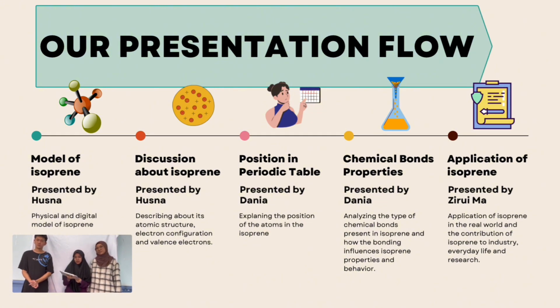I'll be presenting the part module of isoprene, which consists of a physical and digital module. For the discussion about isoprene, I'll be describing its atomic structure, electron configuration, and valence electrons. For the next part, I will present the position of atoms in isoprene in the periodic table. And for the next part, I will explain the chemical bonds and properties in isoprene. I will analyze the type of chemical bonds present in isoprene and how the bonding influences isoprene properties and structure.